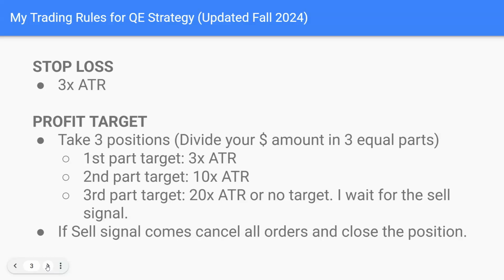So I divide the position into 3 equal parts, and my profit target is 3x ATR. That's for the first part. Second part is 10x ATR, and the third part is 20x ATR or no target. So I wait for the sell signal. But if the sell signal comes before any of the targets is reached, I cancel all the orders and close the position.